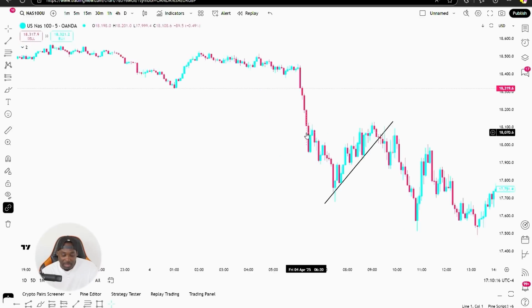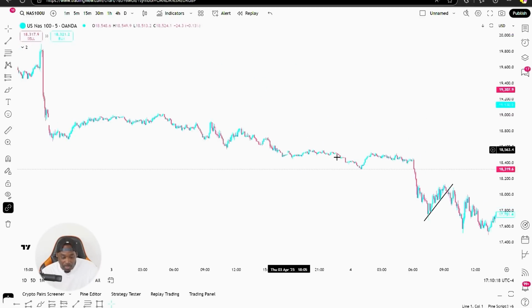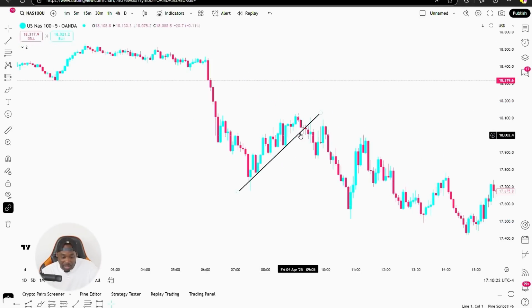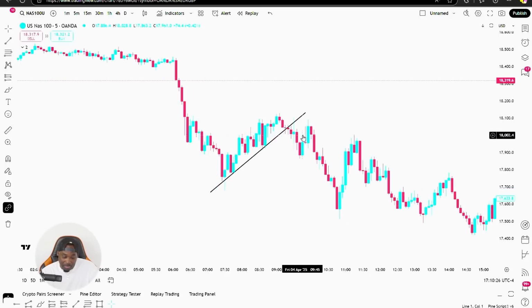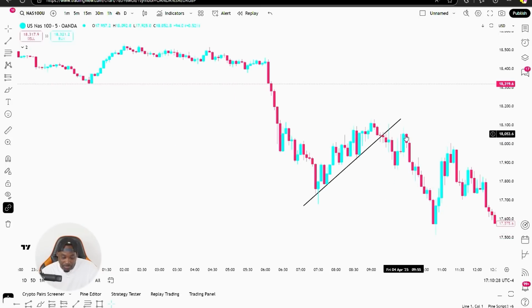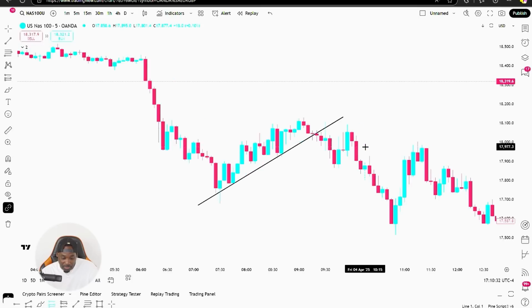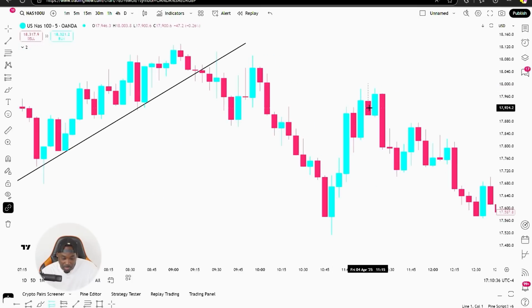So right here, guys, here's another good example. Okay, the market is trending down, and basically we have a trend line break, and it's going down. Okay, so you could have probably taken a short right here, or when it pulled back to here, anywhere around here, guys, would have been a good entry.